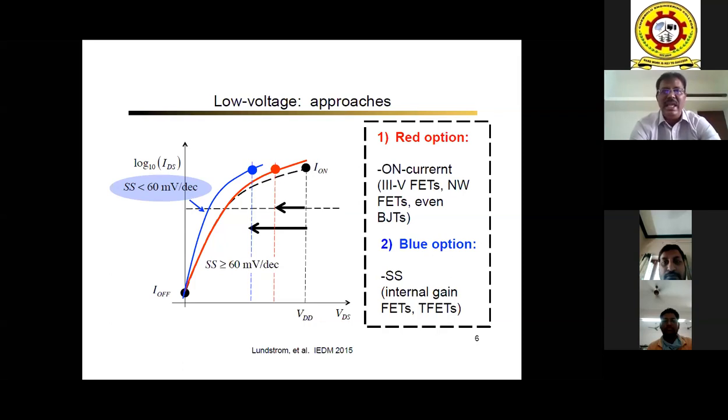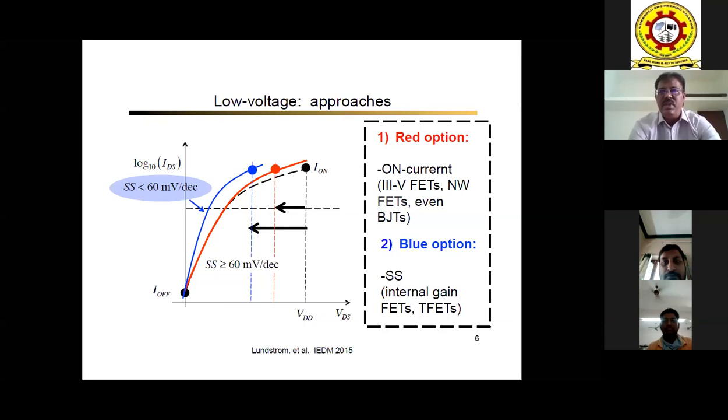As you see there, the black curve is a normal conventional MOSFET, and the red one, we are talking about III-V FETs. What is this III-V? Many researchers who are known in this field know very well. We are taking elements from group III and group V of the periodic table. A combination of these elements is used in place of conventional silicon in designing FETs. Thereby we call them the III-V category of FETs.